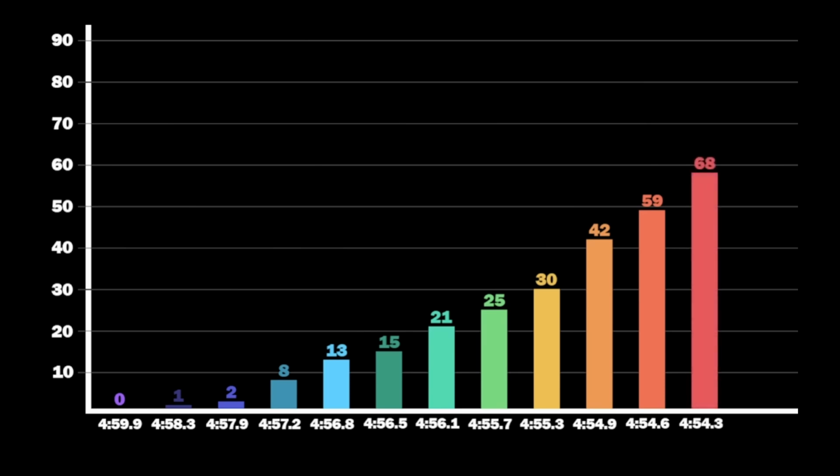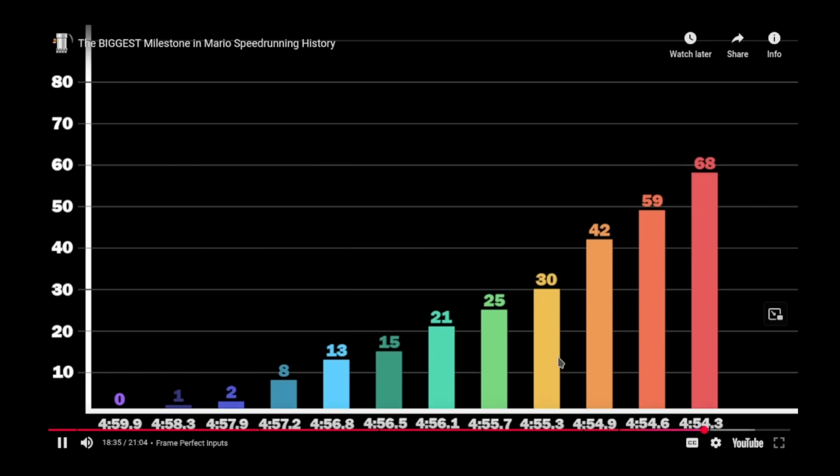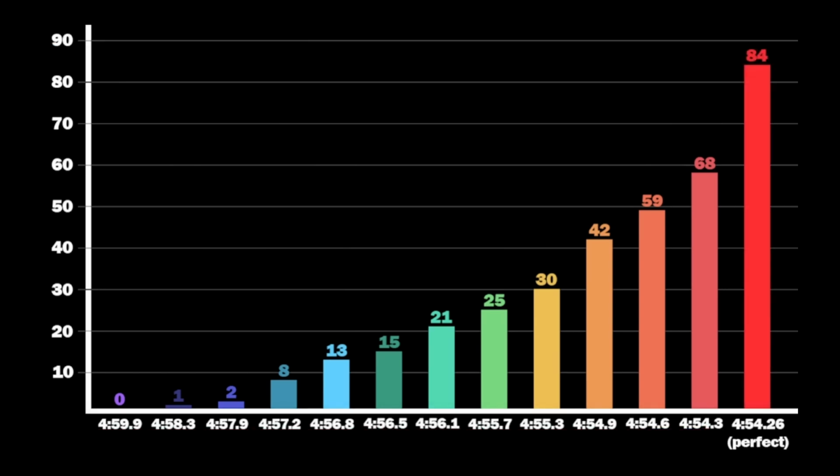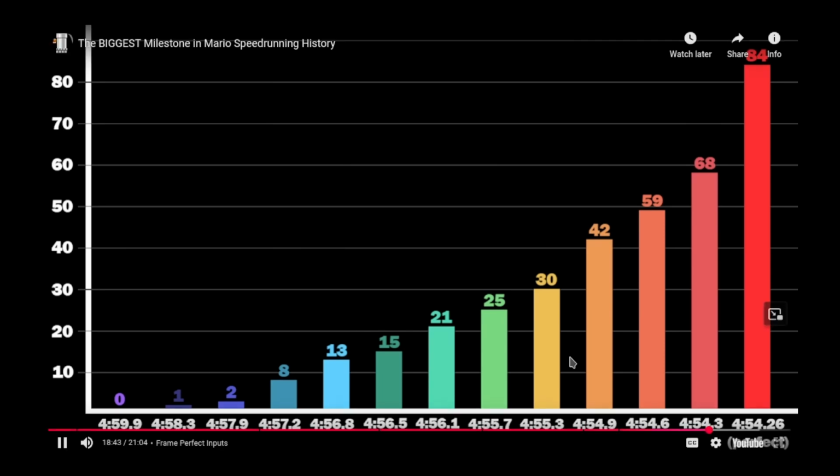Here's how many you would need to get the time down to 454.3. We're just marching our way up the stairs to insanity right now. Finally, to get the perfect 8-4 and an absolutely perfect run all the way through, you would need this. 84 frame perfect inputs. All to get to 454.26.